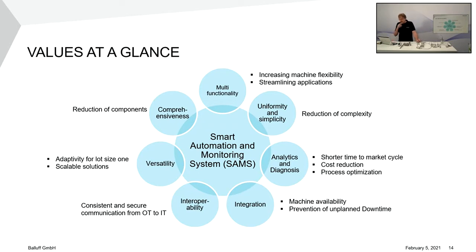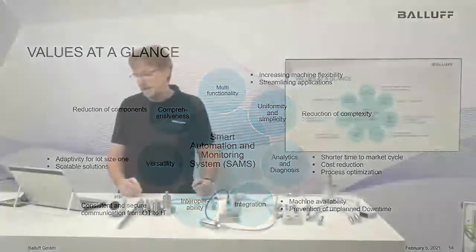Versatility means you will be able to adapt your application to lot size 1, for example. That means flexibility again. And comprehensiveness means all the functionalities are integrated in every single component. We will see that later on, how this looks like.